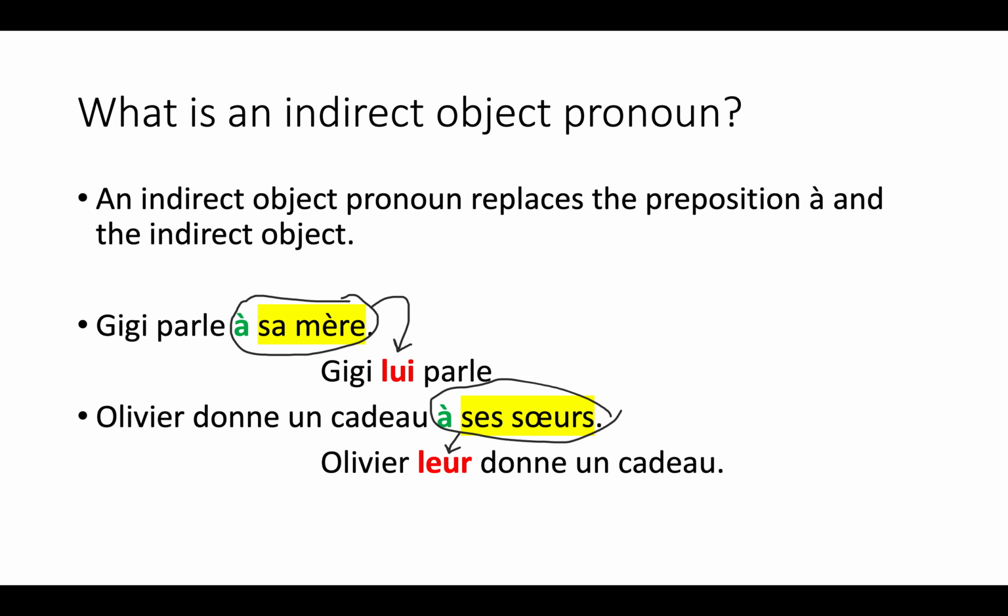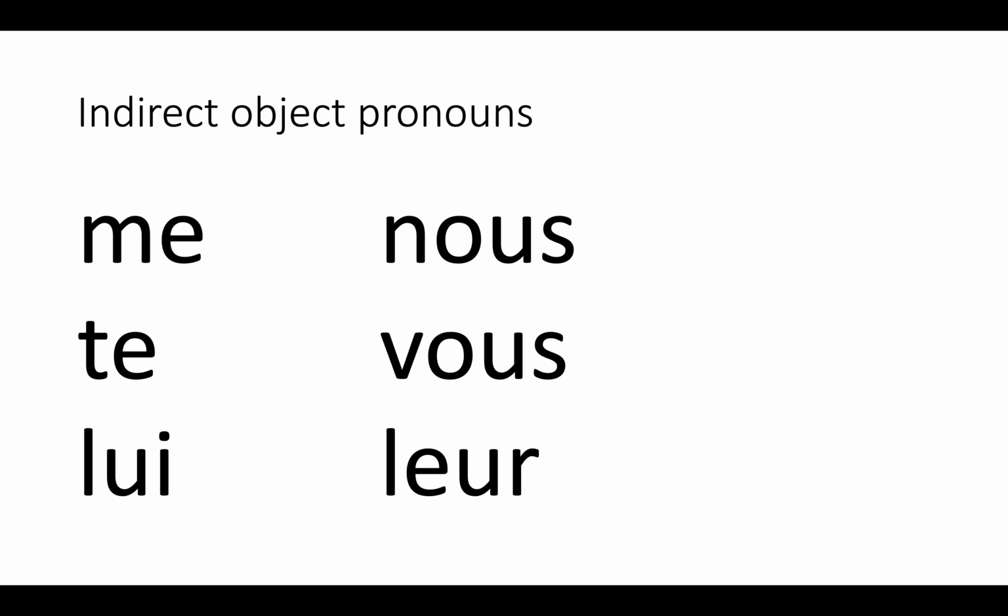So we could replace à sa mère with lui. And notice that we're not just replacing sa mère, but we're also replacing the preposition. So Gigi lui parle. Olivier leur donne un cadeau. So let's look at these indirect object pronouns. We have me, te, lui, nous, vous, leur.